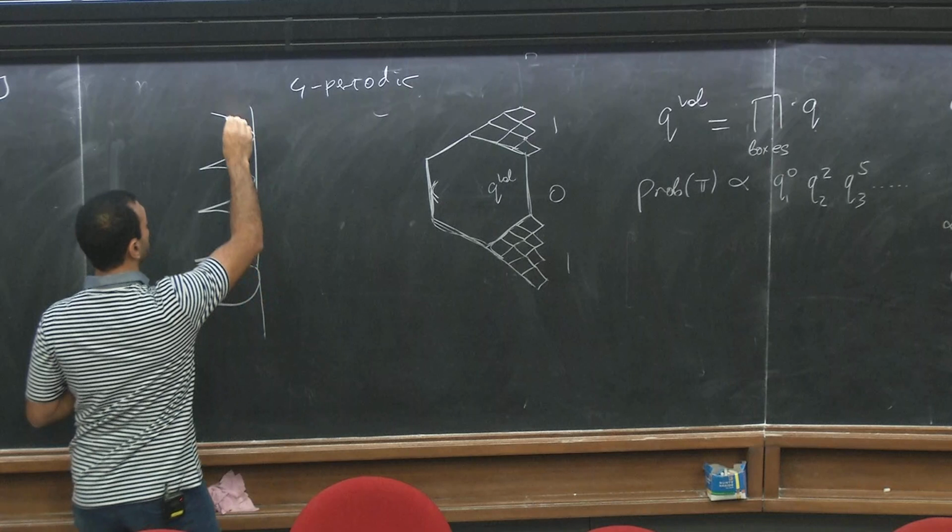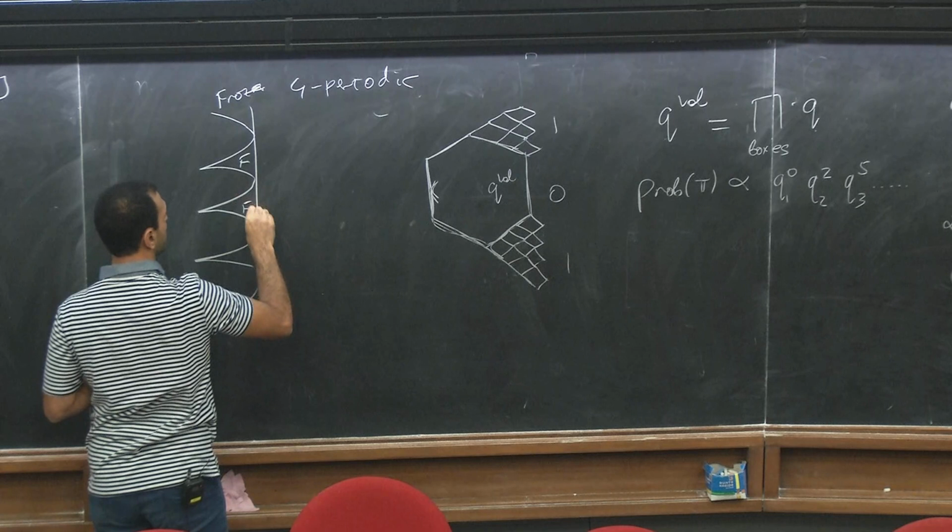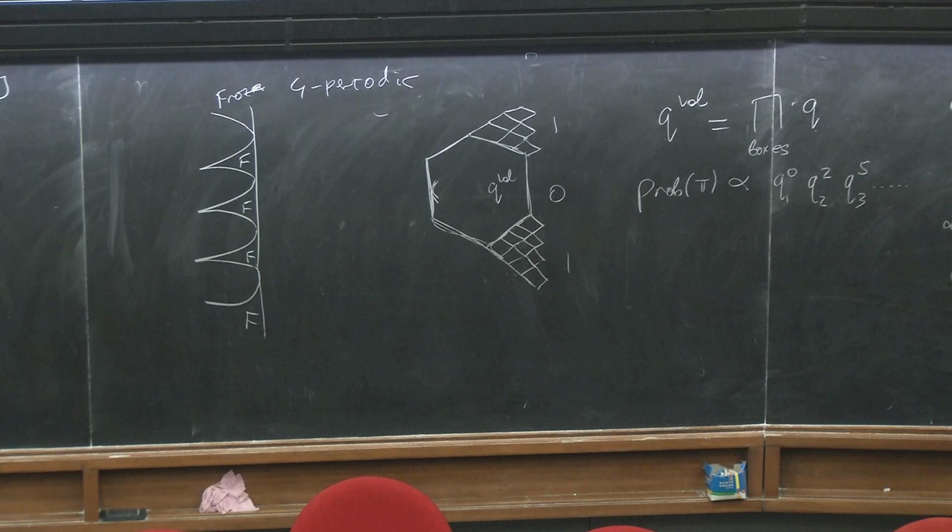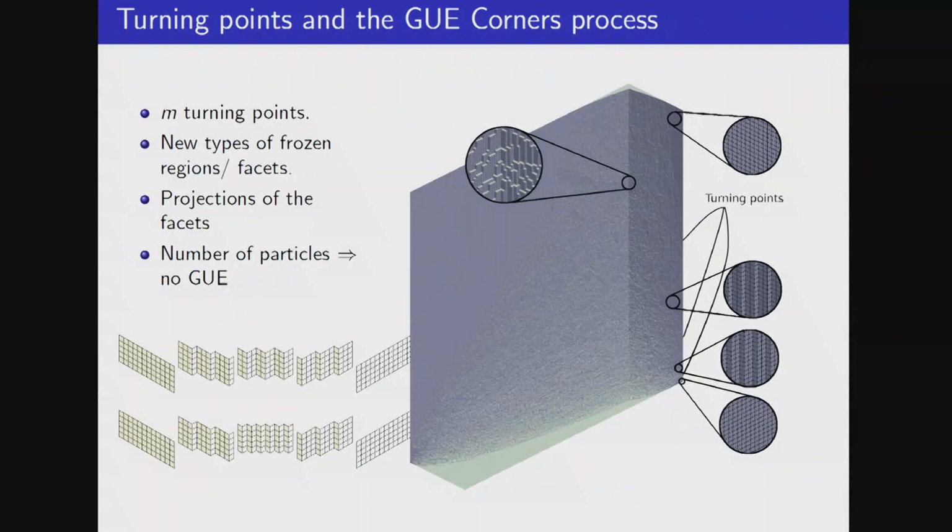Now, what is a turning point? You're supposed to get a frozen region here, here, here, here, and here. And the system actually develops new types of frozen regions. So the system develops frozen regions where you don't have just one type of tile, but two types of tiles in a deterministic pattern. So in this picture, at the top you have this frozen region, next you have this frozen region, next you have this frozen region, next you have this frozen region. So you have these new types of frozen regions that appear.